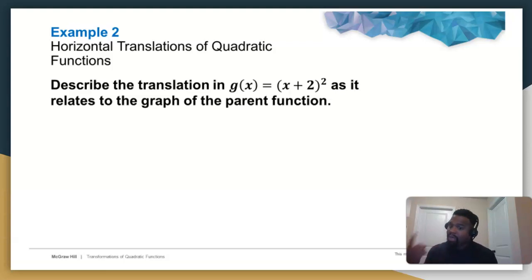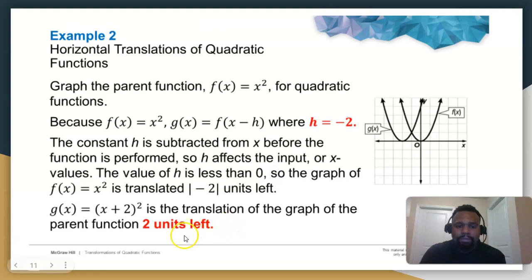Similar to linear functions and exponential functions, with horizontal movement, if we're adding, we're moving to the left. If we're subtracting, we're moving to the right. So if this is x plus 2 squared, I am shifting my parabola and moving it 2 units to the left.